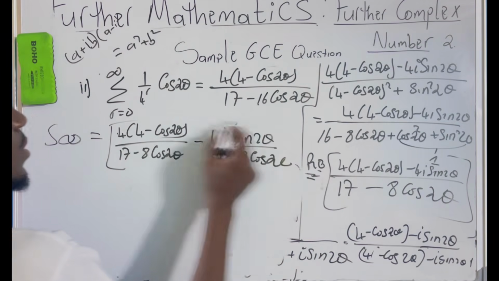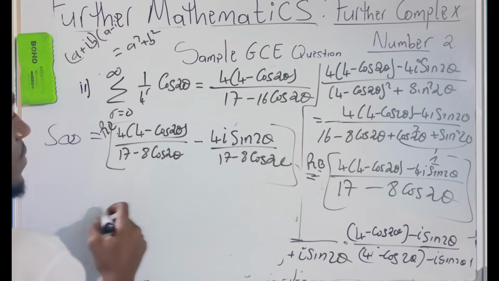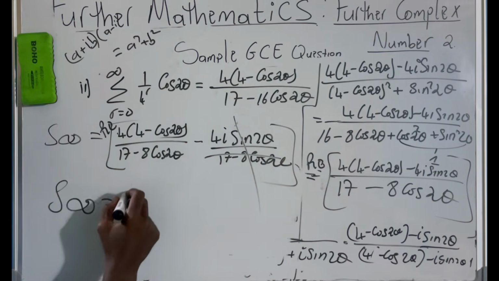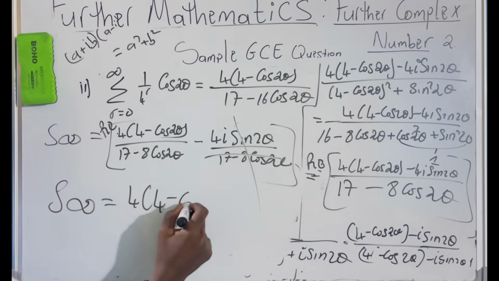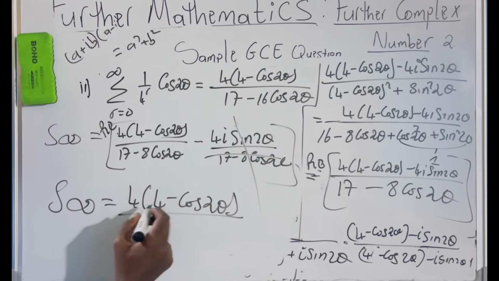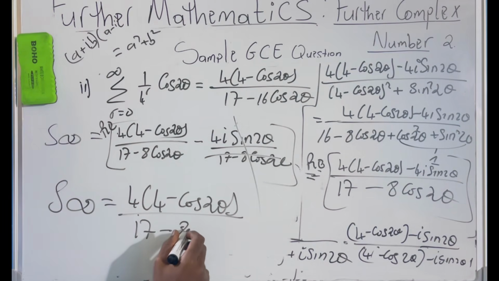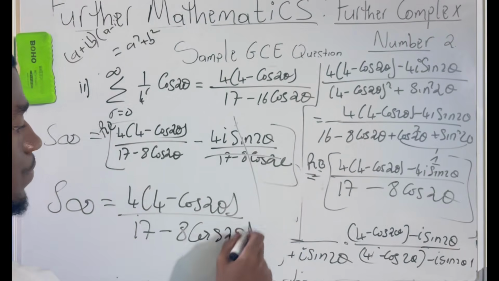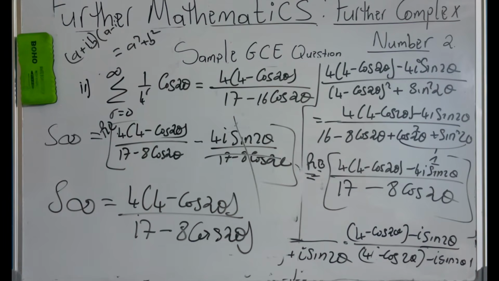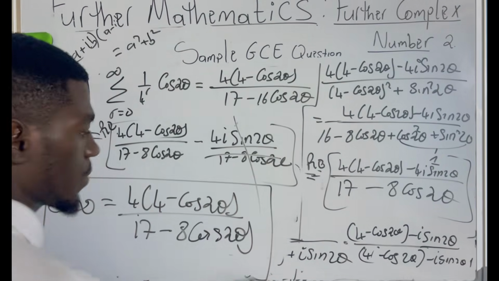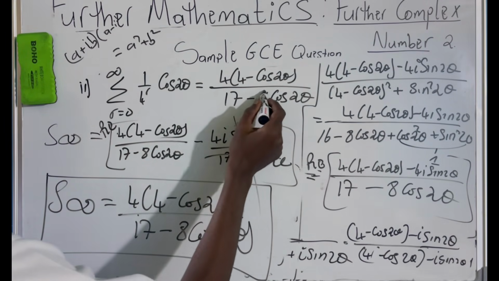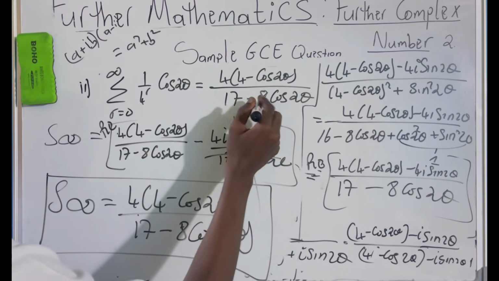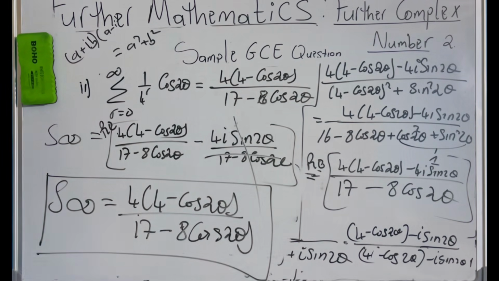So taking the real part of this, I'm not taking this one, I'm taking only the real part, which means the sum to infinity is simply equal to 4 into 4 minus cos 2 theta divided by 17 minus 8 cos 2 theta. Okay, students, that is it. I think there should be a small error here. It should be 8, not 16, because I'm coming out with 8. There was a small error in the equation. It should be 17 minus 8 cos 2 theta.